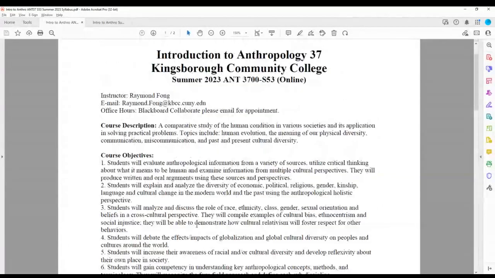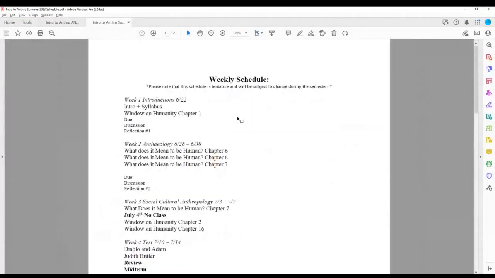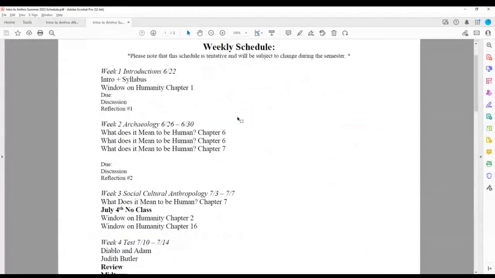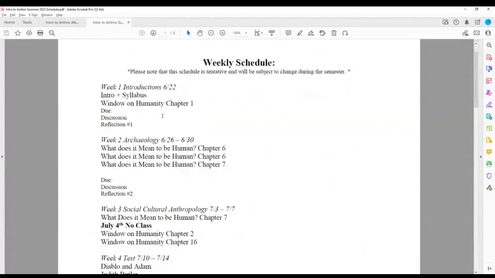All right, good. So let's move on to the next thing. This is the tentative schedule. Again, it's tentative. I worked it out right now. Sometimes things happen. They don't work out this clearly, but I think we'll be okay. Okay, so intro and syllabus, and the Windows on Humanity, Chapter 1. I'm going to go over that in the next lecture.